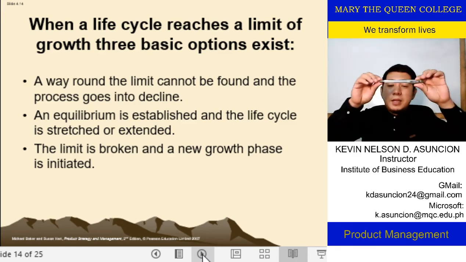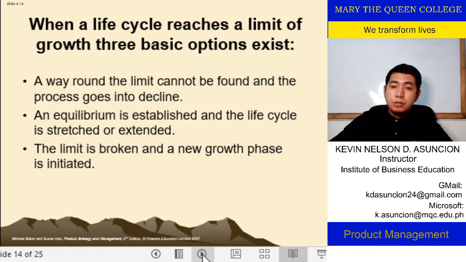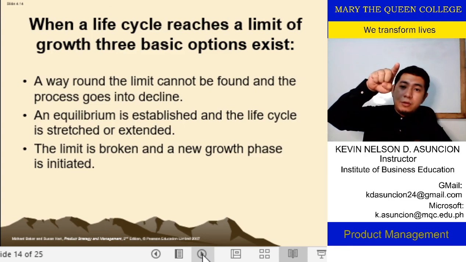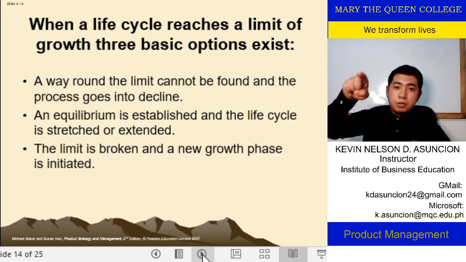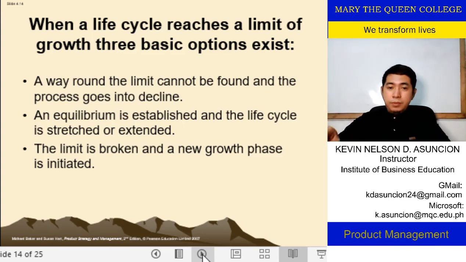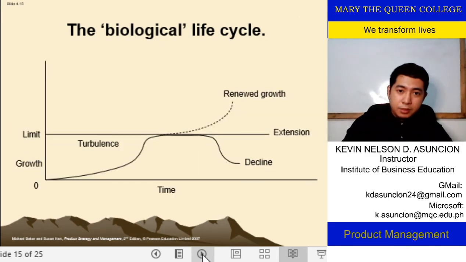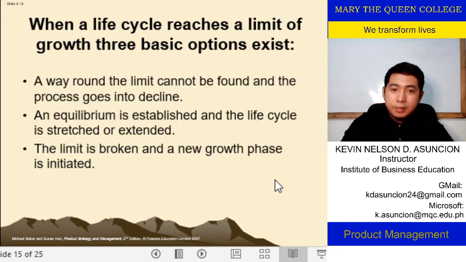A way around the limit cannot be found and the process goes into decline. So wala kang makitang solusyon dun sa growth mo, and you cannot extend the growth, so it will go to decline. That's the first one. No? Okay, this is the first one. That is the decline. Okay?